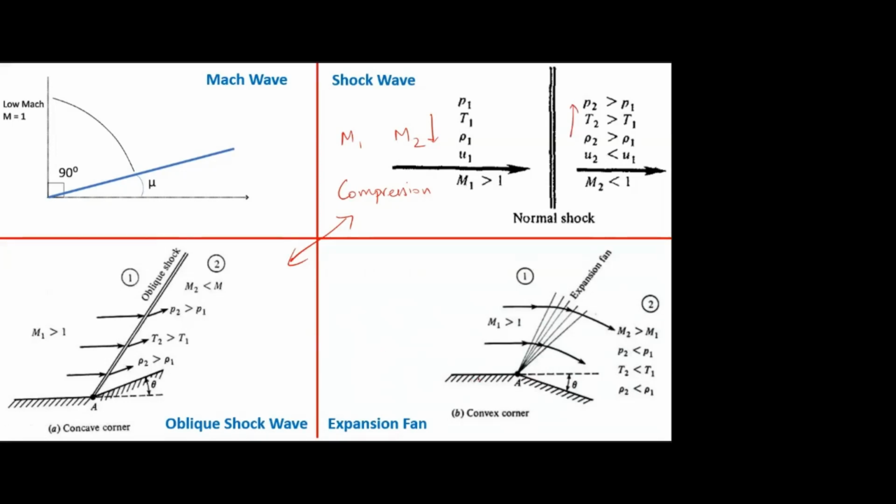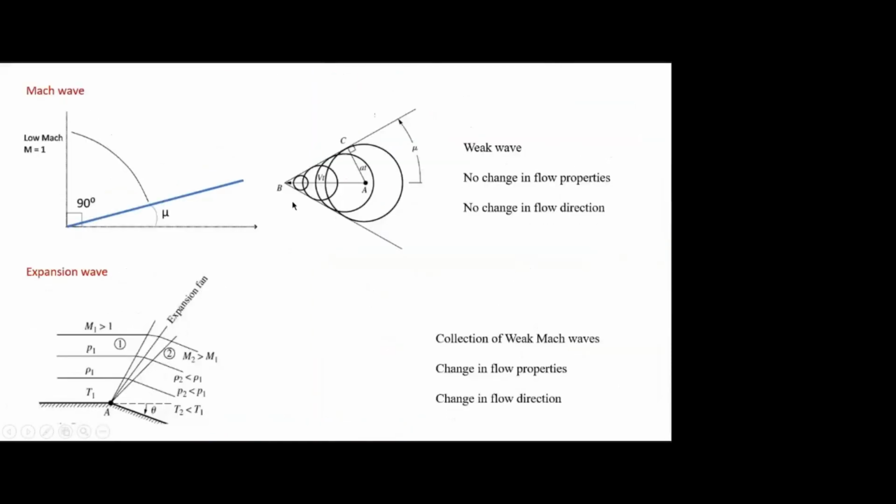And the last one is the expansion wave, just opposite to the compression wave. Expansion, Mach number will increase behind the wave, and pressure, temperature, density, everything will decrease. This is the general idea about these types of waves. Further, we'll explain what this is.